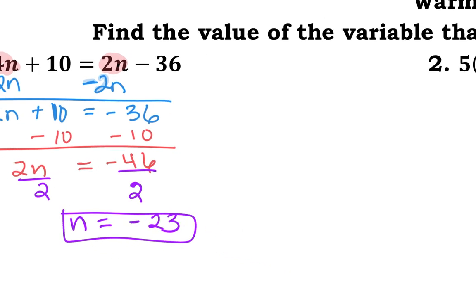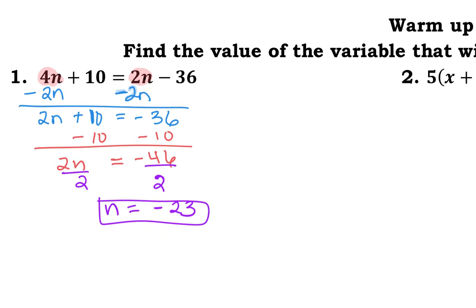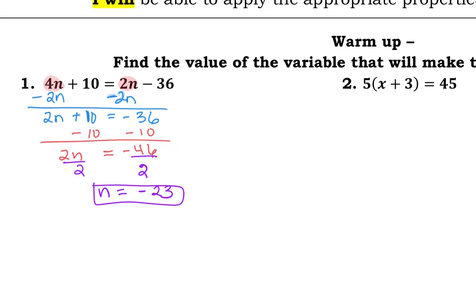Just like the warm-up, you're going to have variables on both sides today. And we'll also be looking at distribution. If you look at the second problem, it has our distribution property there. So what do I have to distribute or multiply here? The 5. So what's 5 times x? 5x, good. And then 5 times 3? Positive 15, good, equals 45.